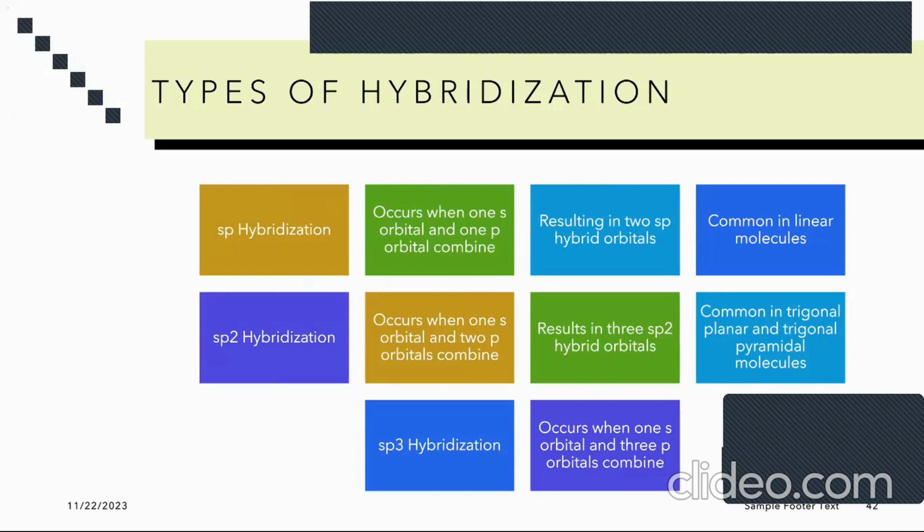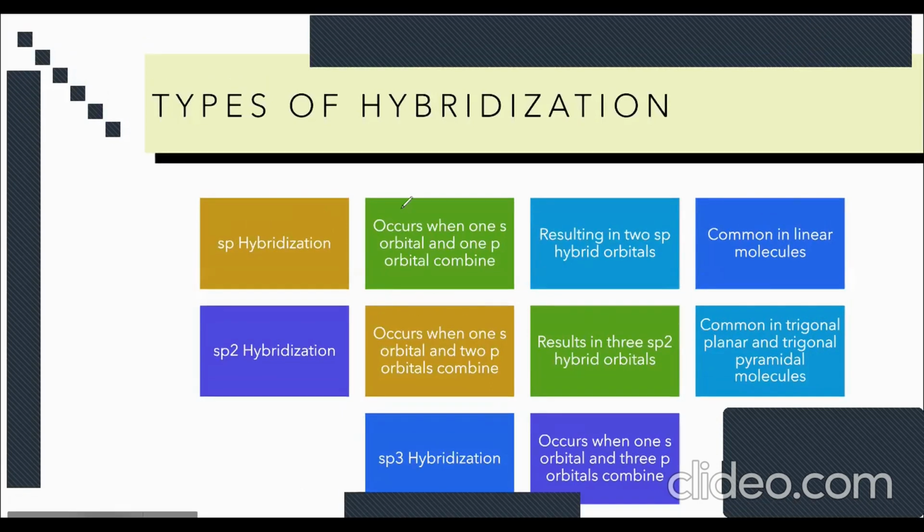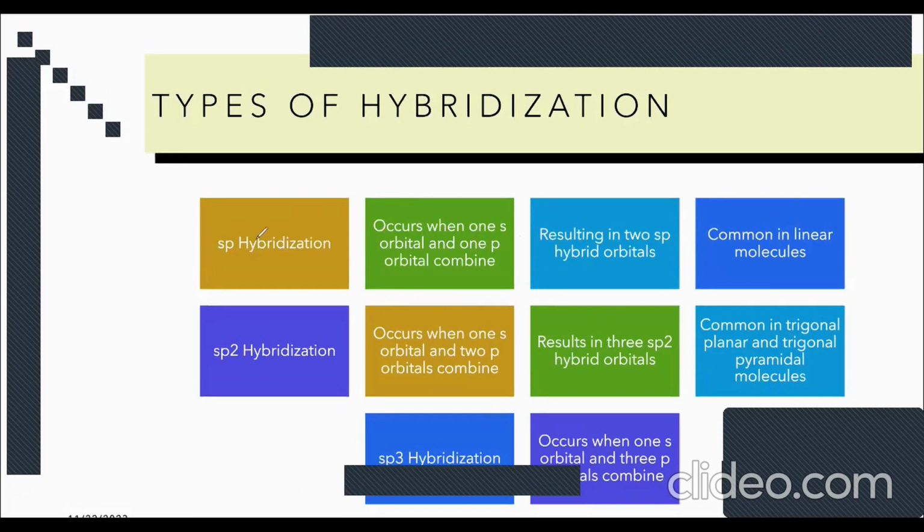Now you observe the types of hybridization. So sp hybridization. Here, if you talk about sp hybridization, that is an s orbital and a p orbital, right? One s orbital and one p orbital combine to form sp hybridization, resulting in two sp hybrid orbitals, right?